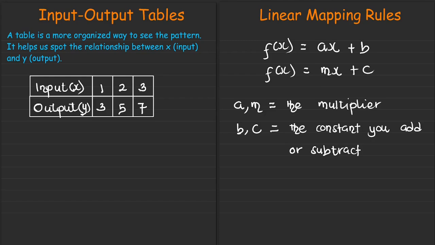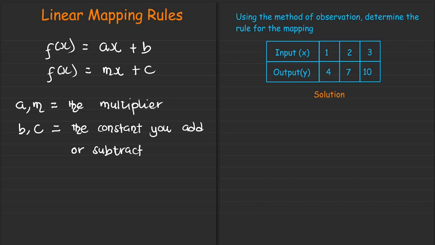With that said, let's look at some examples of functions, and by method of observation, we see if we can determine the rules of these functions. With this first question, it says using the method of observation, determine the rule for the mapping. The mapping is as shown on our table: 1 maps to 4, 2 maps to 7, and 3 maps to 10.